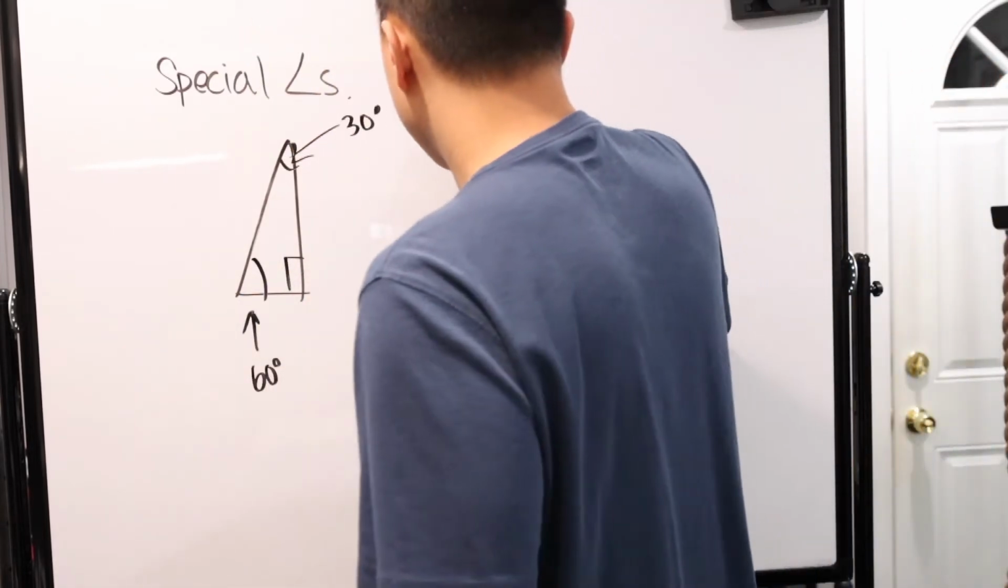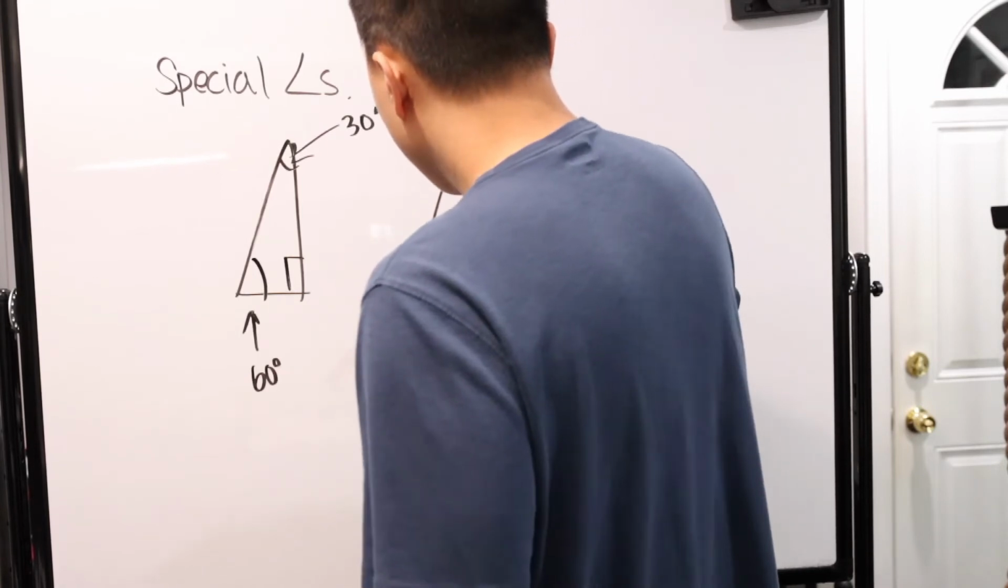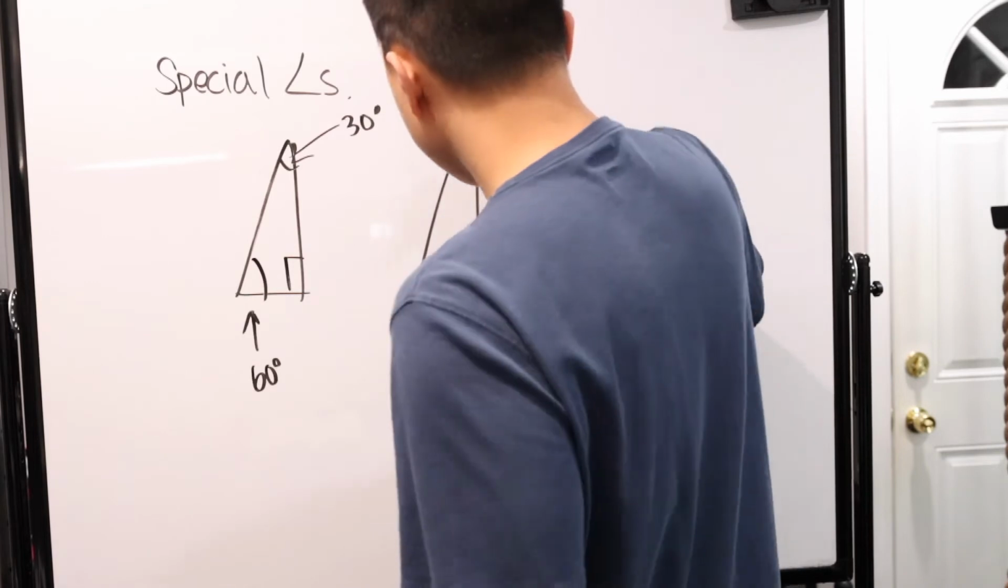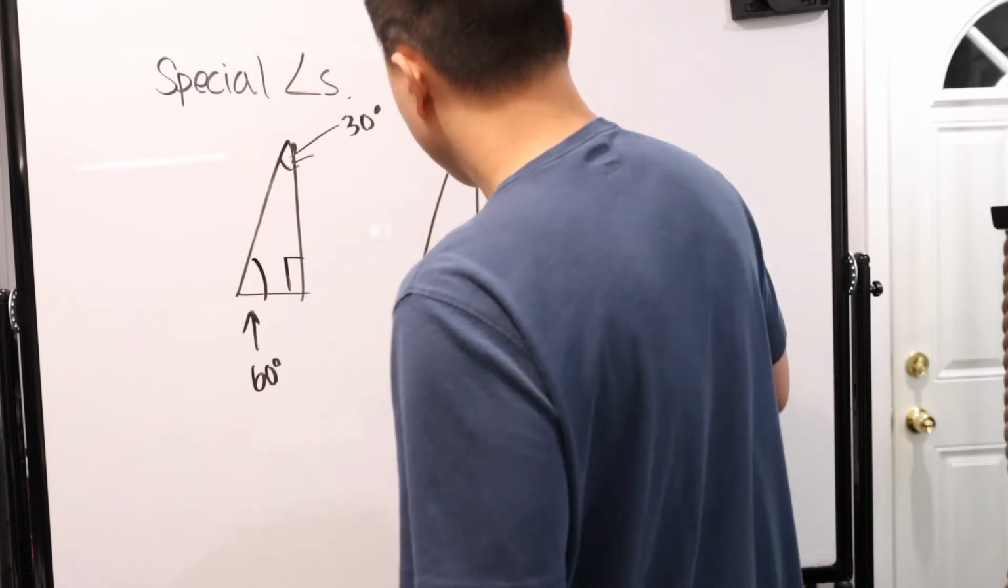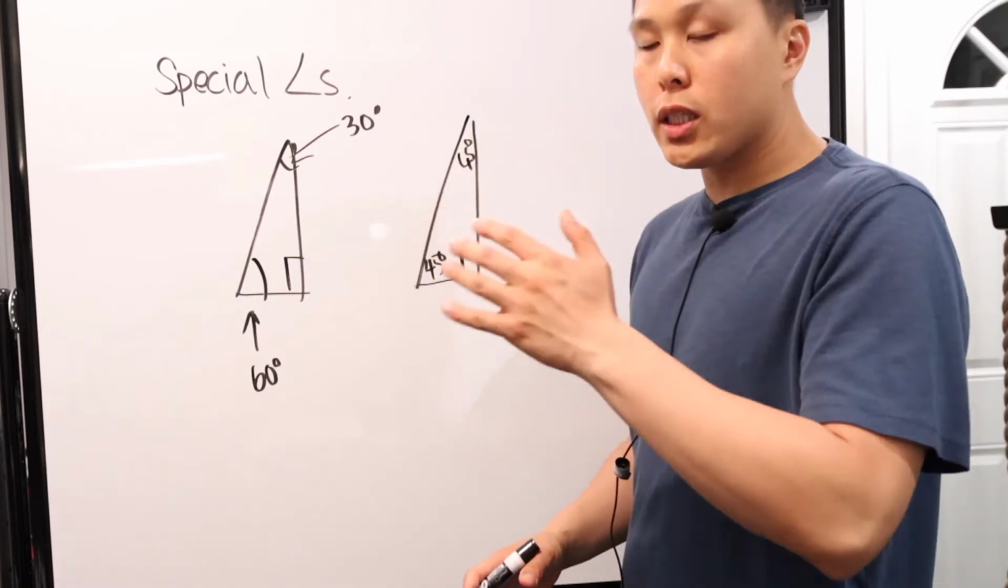So there's 2. I want to say there's 2 triangles that you have to know. And it's not drawn to scale in any way. One of them is the 30, 60, 90. The other one is the 45, 45, 90. Now, the reason for that is because the ratio is what's important.